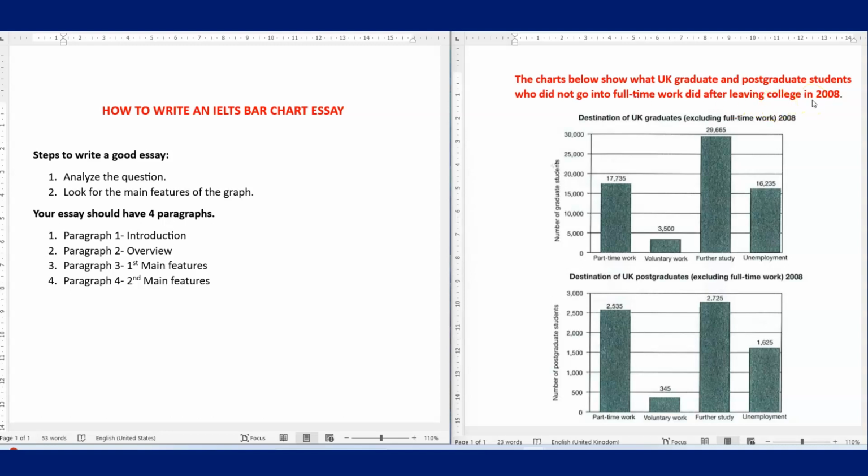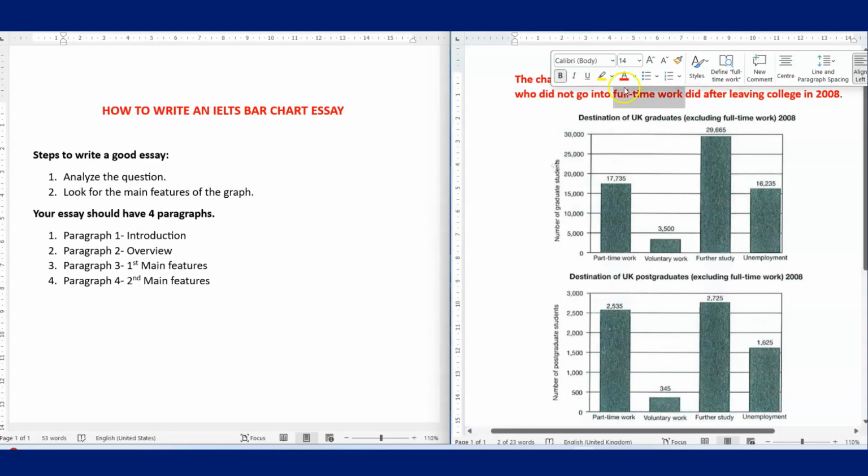So in 2008, there were some graduate and postgraduate students who left school. After they graduated, these postgraduate students did not go into full-time work, so they did not get themselves employed, or maybe they did not get full-time work, you understand.